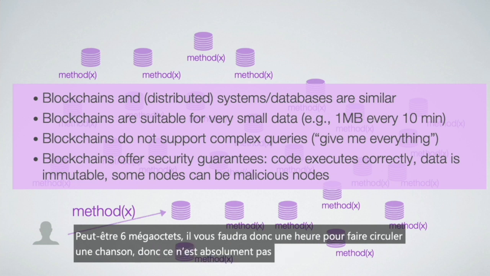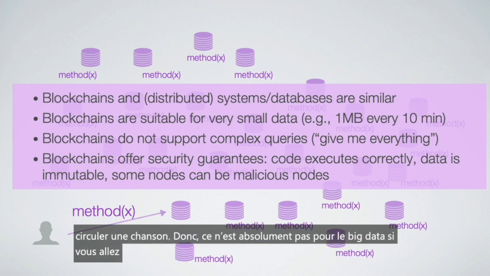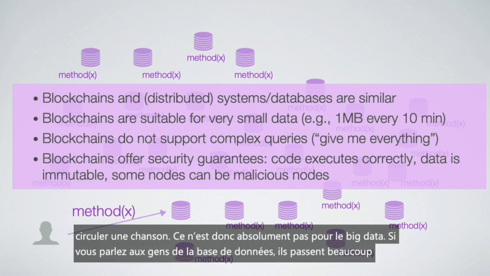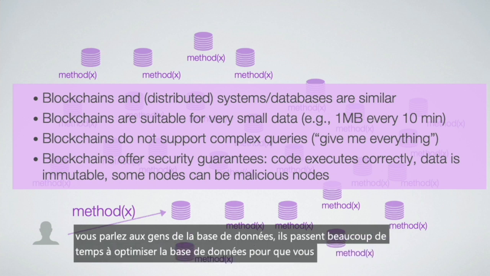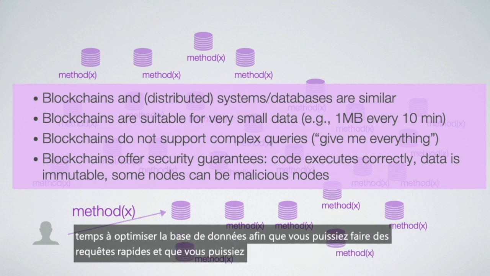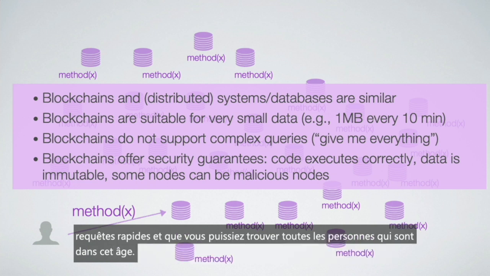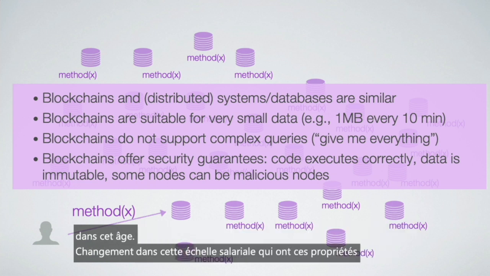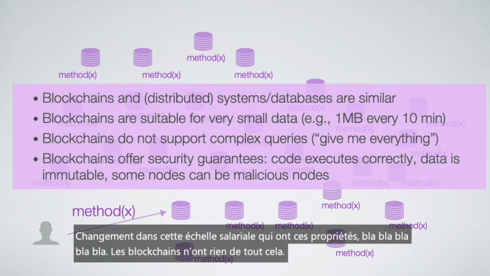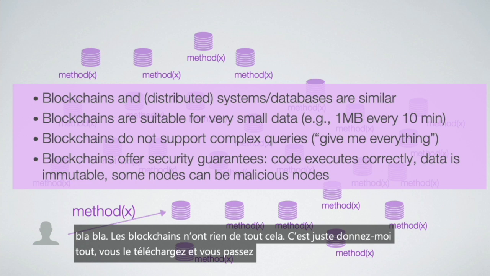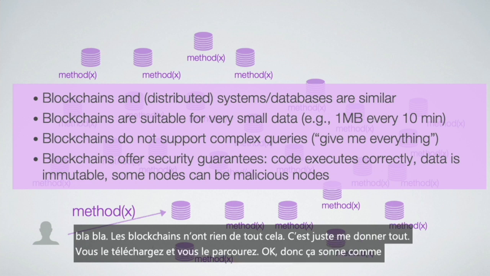If you go talk to database people, they spend a lot of time optimizing the database so that you can do fast queries, and you can find all the people that are in this age range and this salary range that have these properties, blah, blah, blah. Blockchains don't have any of that. It's just give me everything. You download it and go through it. Okay, so it sounds like the worst database ever, right?